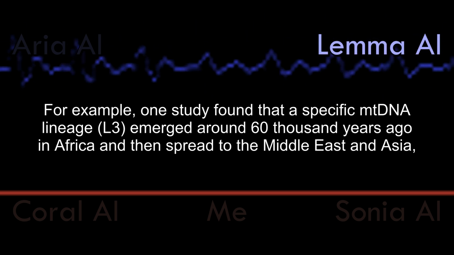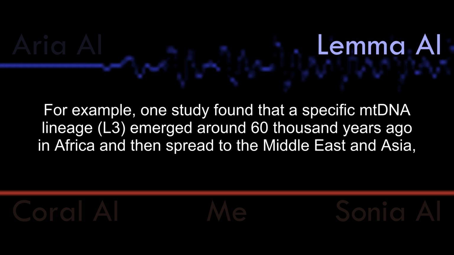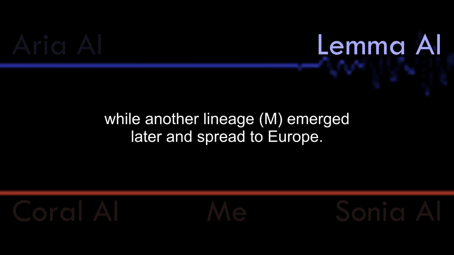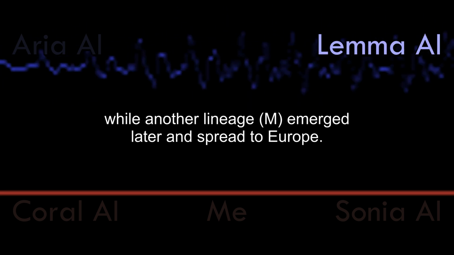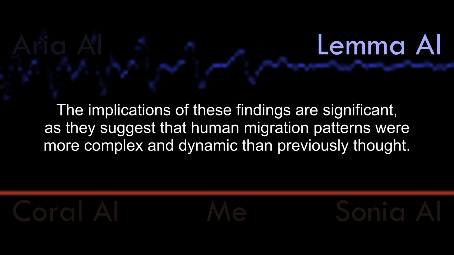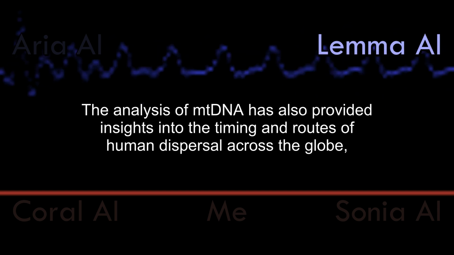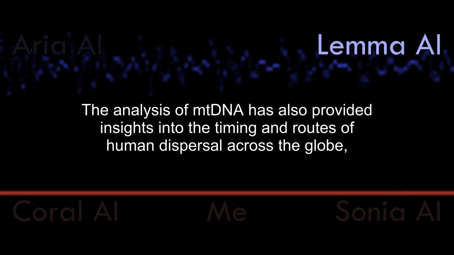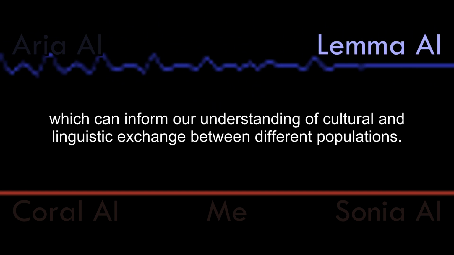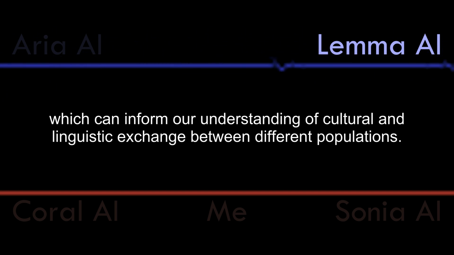For example, one study found that a specific mtDNA lineage, L3, emerged around 60,000 years ago in Africa and then spread to the Middle East and Asia, while another lineage, M, emerged later and spread to Europe. The implications of these findings are significant, as they suggest that human migration patterns were more complex and dynamic than previously thought. The analysis of mtDNA has also provided insights into the timing and routes of human dispersal across the globe, which can inform our understanding of cultural and linguistic exchange between different populations.